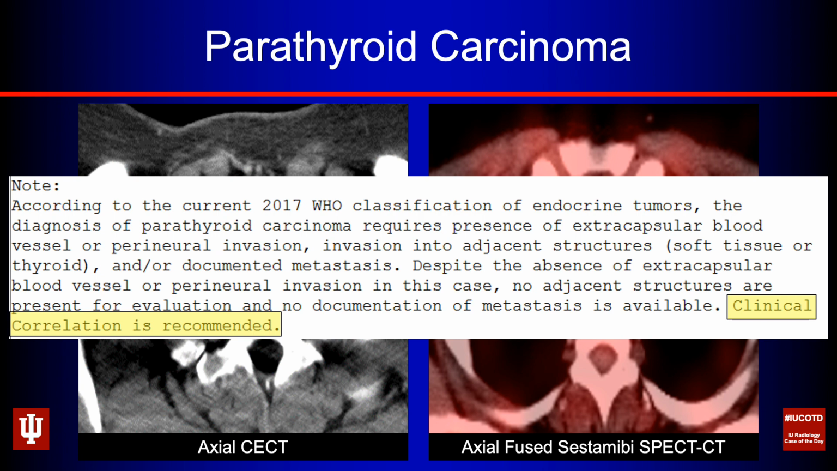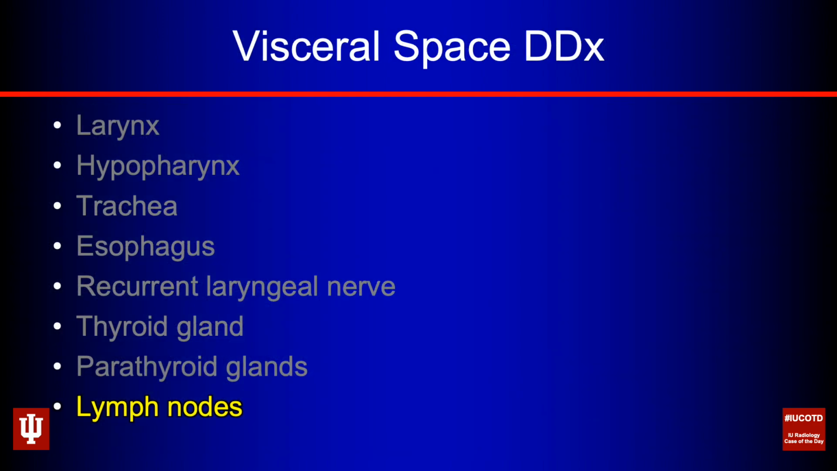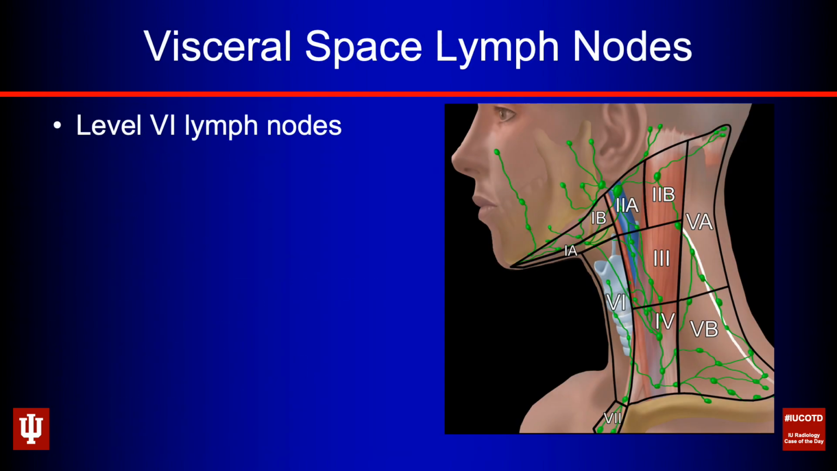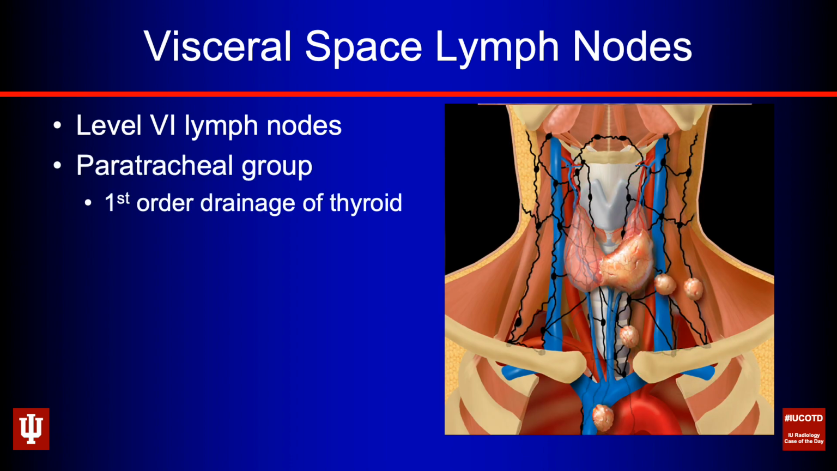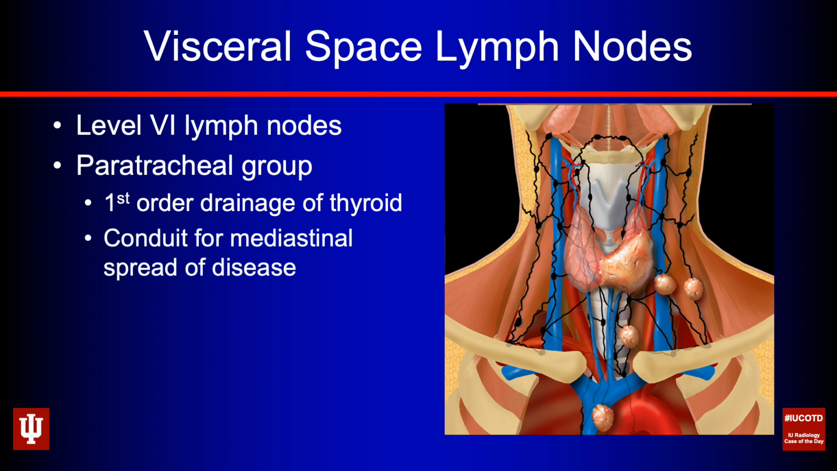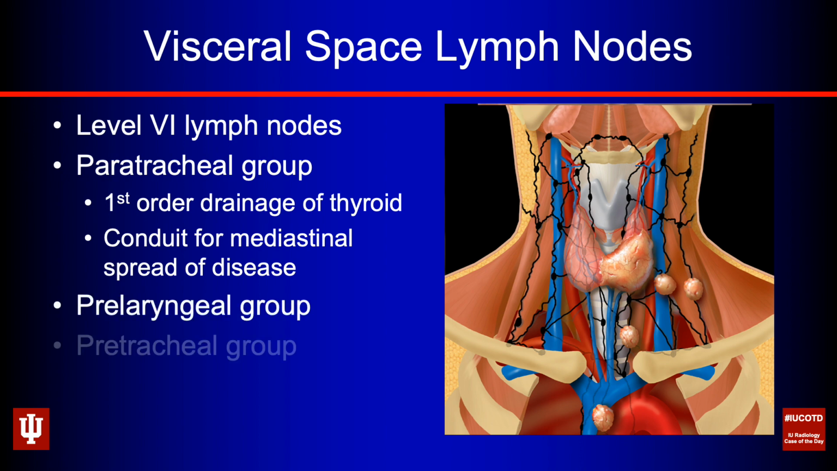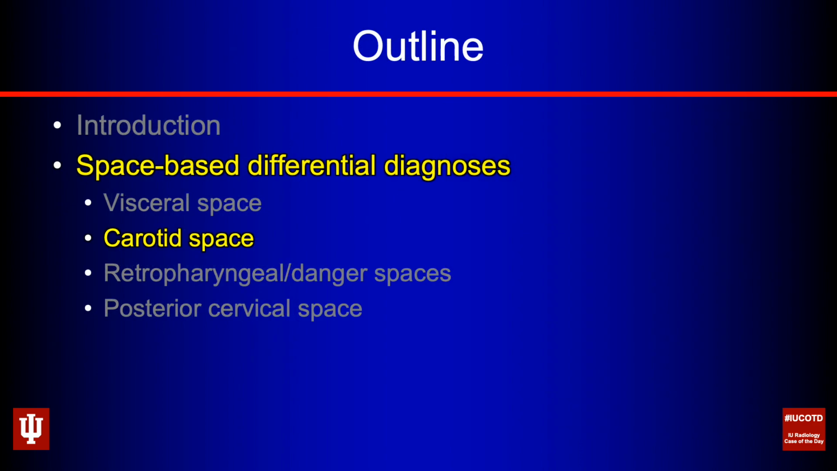metastases. So the last structure to talk about in the visceral space contains the level 6 lymph nodes, which are subdivided into a paratracheal group, which is important because this is the first order nodal drainage of the thyroid, and it's how you get spread of thyroid cancer down into the mediastinum. There's also a prelaryngeal and pretracheal group as well. Okay, so that was the visceral space.